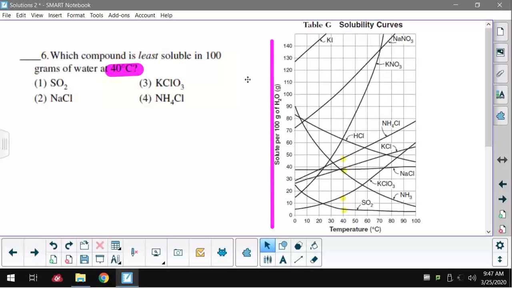And it says, which is the least soluble? The least soluble is going to be the one at the bottom. The most soluble will be the one at the top. Again, never pick the middle two. So there it is. Sulfur dioxide is the least soluble in 100 grams of water at 40 degrees Celsius.